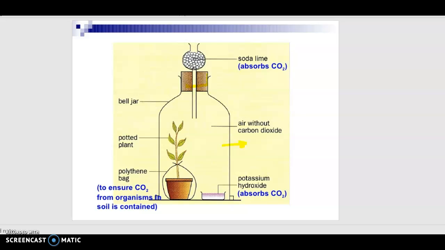So after that, when we pluck this leaf and test for the presence of starch with the help of iodine solution, you will find that it will not show any stain, because starch is unable to be synthesized.